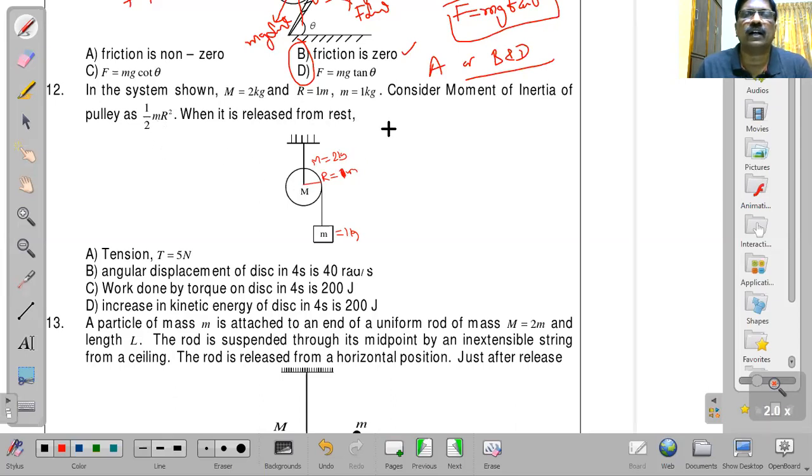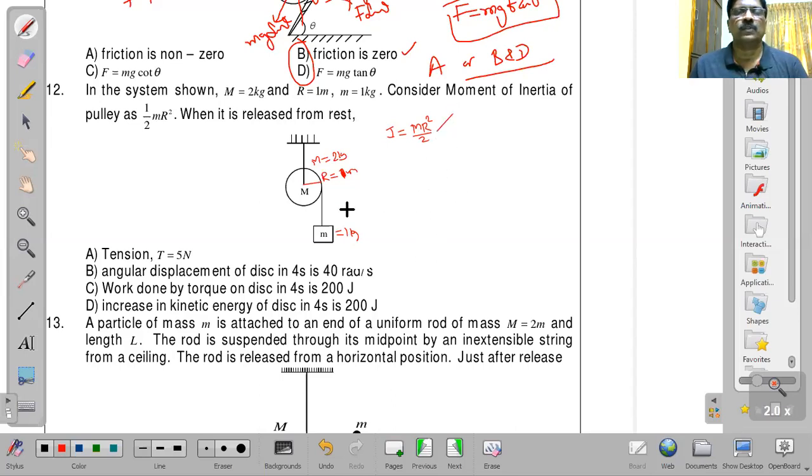Actually, the moment of inertia I is equal to capital M R square by 2, no? Because the mass of the pulley is given as capital M. That's why capital M R square by 2. That is not given, but here it is given as small m. By taking small m, if you find the moment of inertia, you won't get any option in this. That's why this was deleted. But if this moment of inertia is equal to capital M, then how can we do the problem?